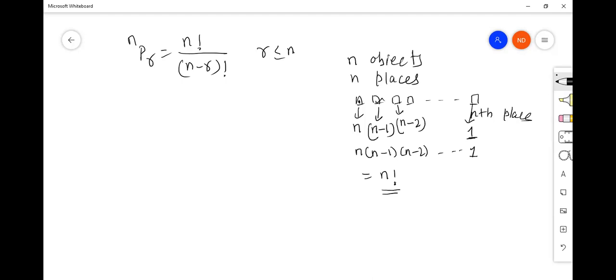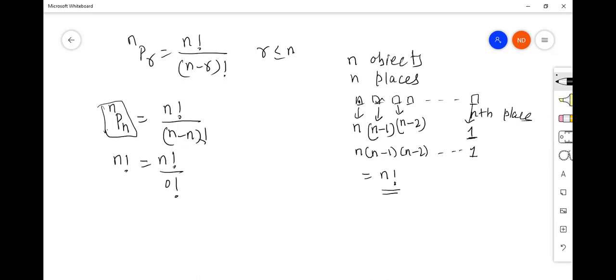So whenever we say n objects taken all at a time, that is nPn. And if we apply the formula, it is n factorial by n minus n factorial, right? So nPn, what we have found now? We have found nPn equal to factorial n. So factorial n equals n factorial by 0 factorial. So this implies 0 factorial equals 1. So this is the way to get what 0 factorial is.